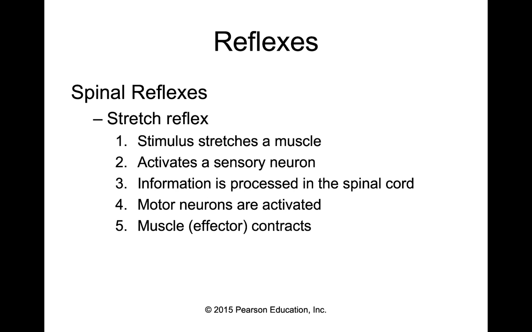These are the steps of the stretch reflex. So the stimulus is going to send an action potential from a stretch of a muscle. It's going to activate a sensory neuron that's going to go to the dorsal gray horn, taking the information in. Information is processed at the spinal cord, which is part of your CNS. And motor neurons are activated, and it's going to take that command out. So an action potential is sent down, and it's going to cause the muscle to contract. So there are 5 steps.